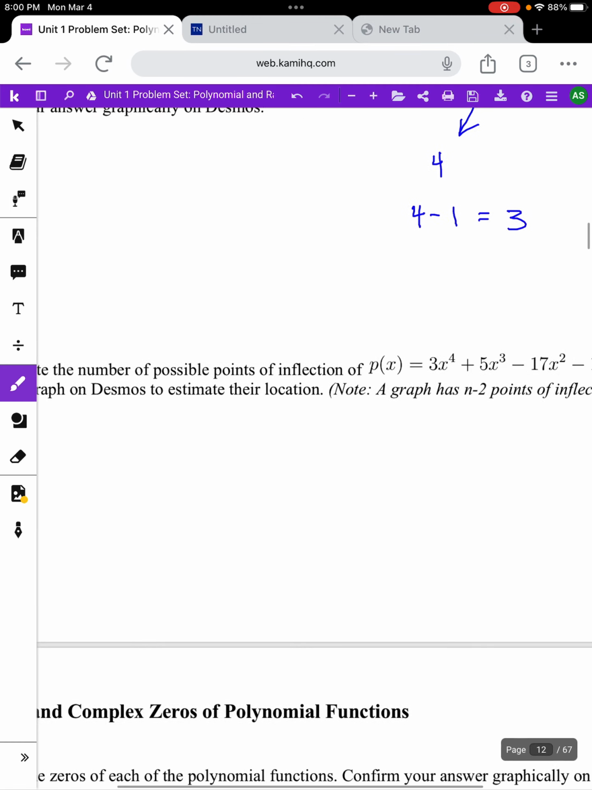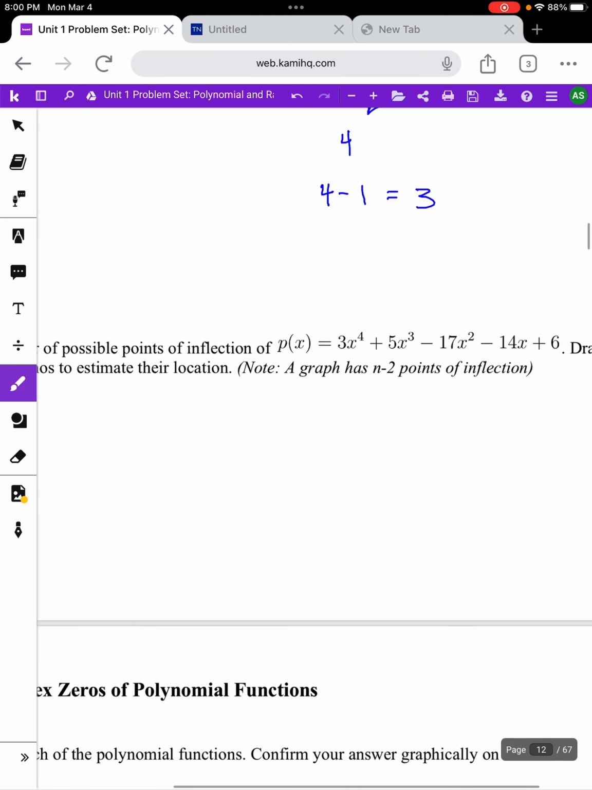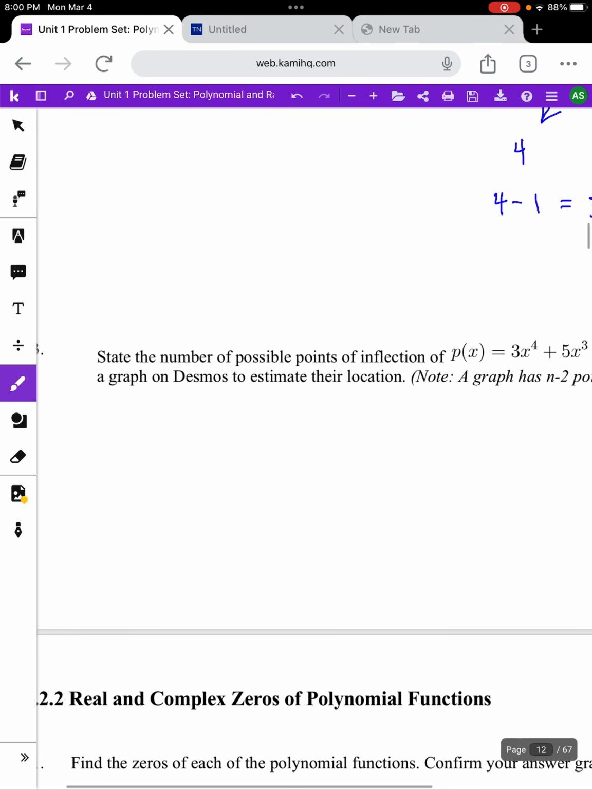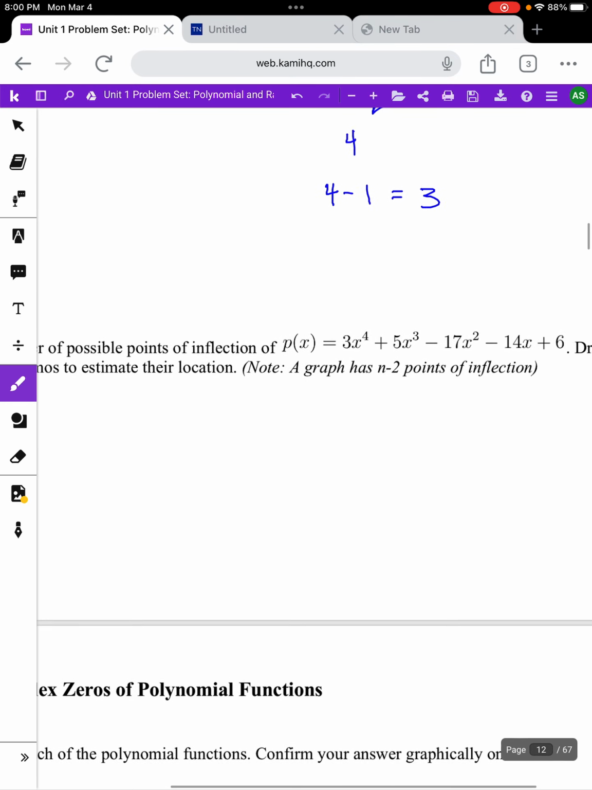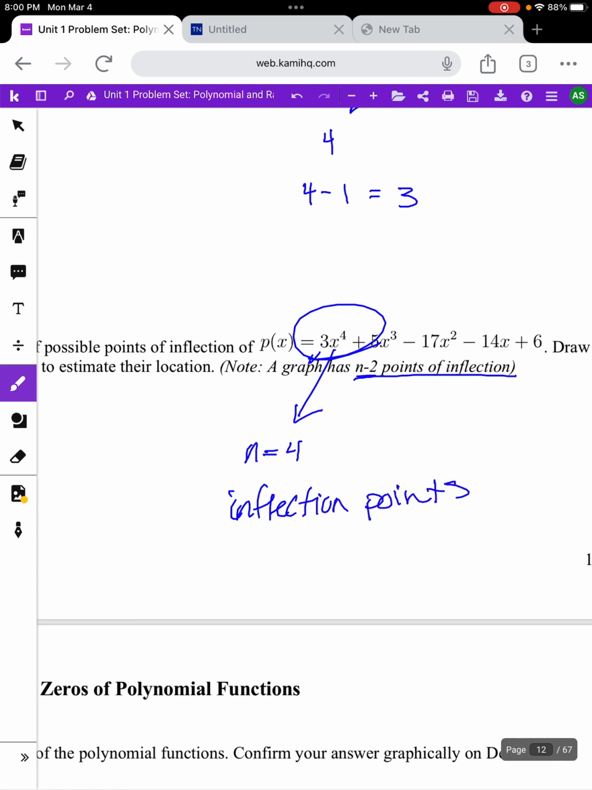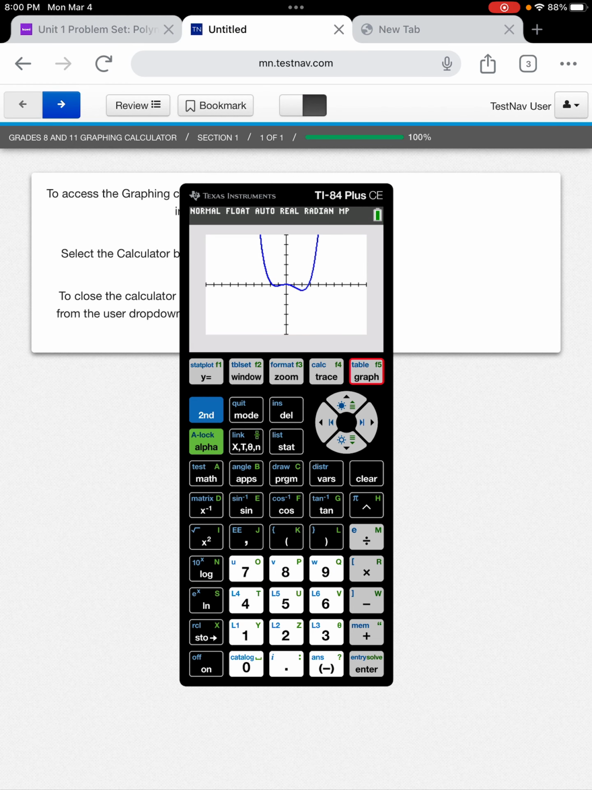All right, state the number of possible points of inflection for this function. Draw a graph on Desmos and estimate their location. Note, a graph has n minus 2 points of inflection. So if n equals 4, then the number of inflection points is 4 minus 2, which is equal to 2. So an inflection point is basically where you switch from increasing to decreasing. I'll show you on the graph. So we'll go back here.